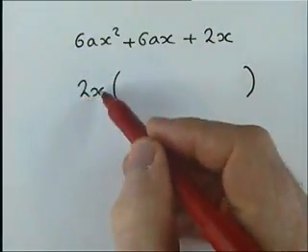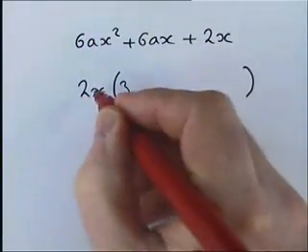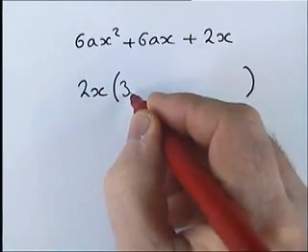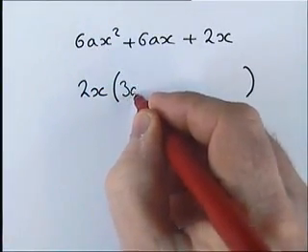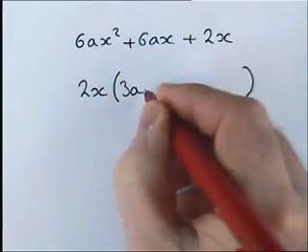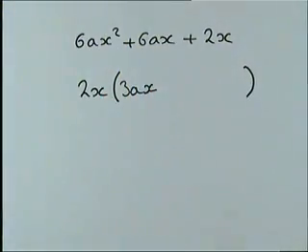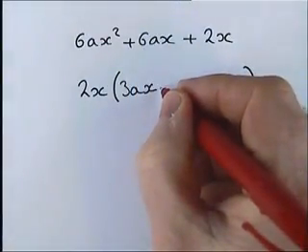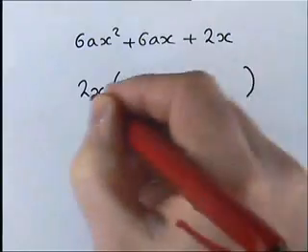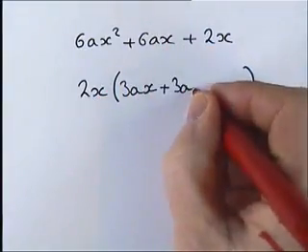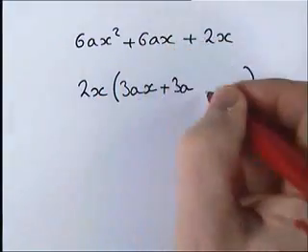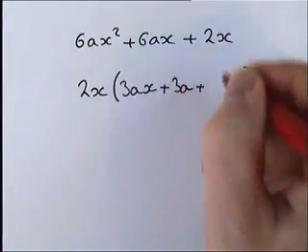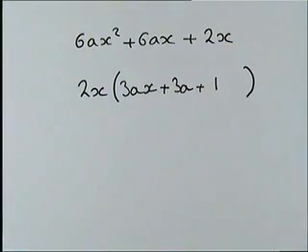Now 2 times 3 makes the 6. a times 1 makes the a. x times x makes the x squared. 2 times 3 makes the 6. a times 1, and then x times 1. And then finally 2x times 1 makes 2x. So that's factorised.